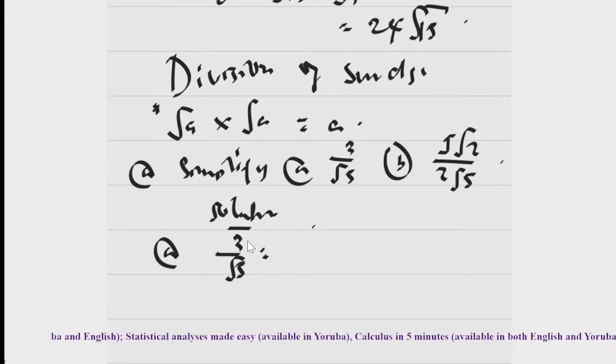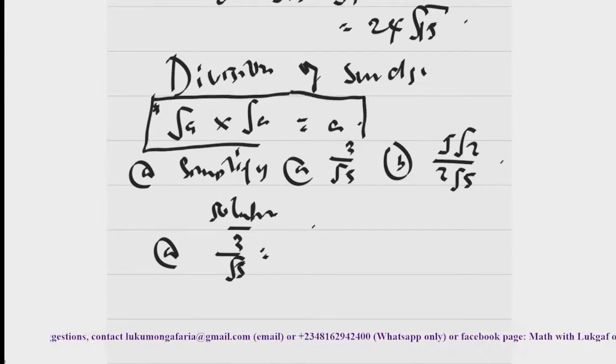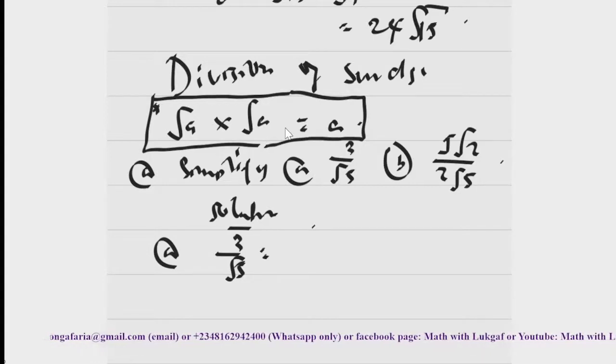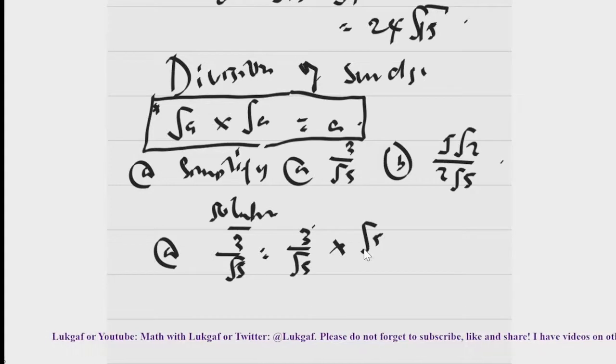What you have to do is get rid of this radical at the denominator. And to get rid of it means you have to rationalize. And how do you rationalize? How do you take away this radical from the 5? You multiply by root 5 itself. Since when you multiply root A by root A, you are going to have A. When you multiply something inside the radical by that same thing inside the radical, you get that thing again. So I'm going to have 3 over root 5 multiplied by root 5 over root 5.